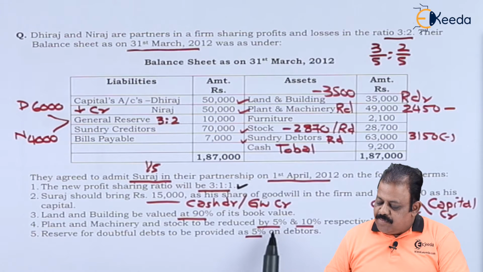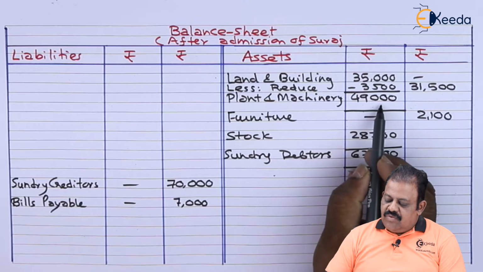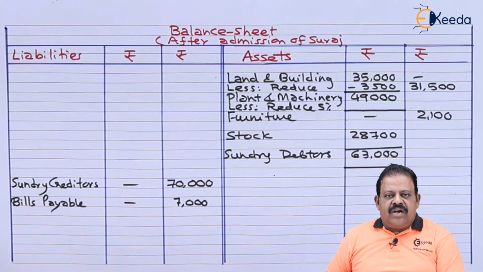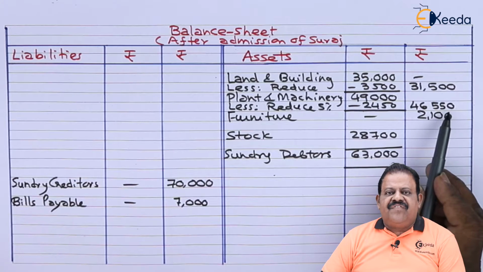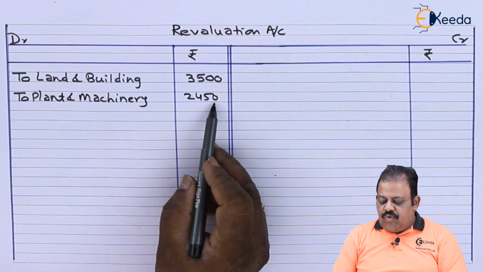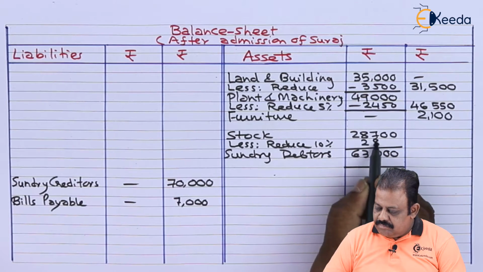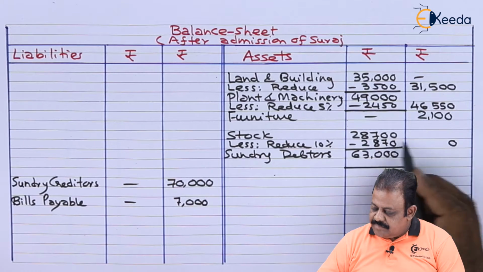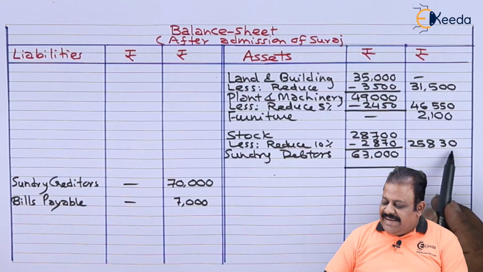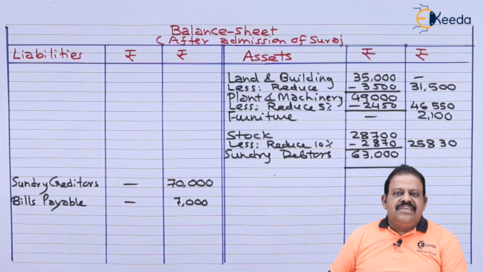Plant and machinery and stock are to be reduced by 5% and 10% respectively. Plant and machinery 49,000 less reduce 5%. It comes to 2,450. So now plant is 46,550. This will have another effect in revaluation account debit side to plant and machinery 2,450. Stock is to be reduced by 10%, that is 2,870. Now stock is 25,830. The second effect of 2,870 will be a debit to revaluation account.